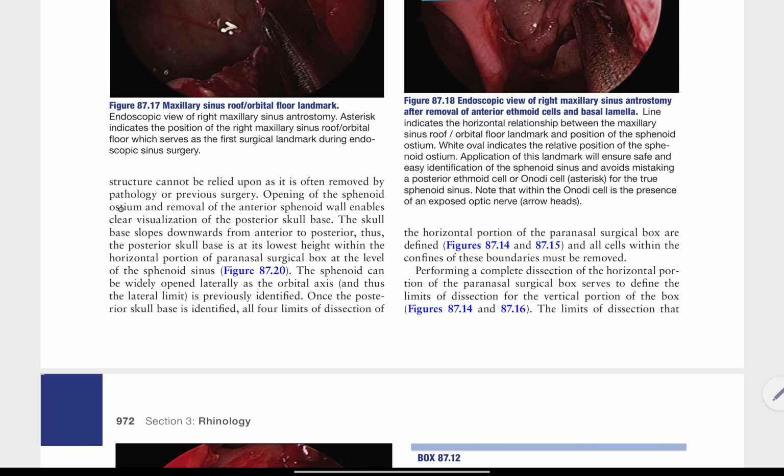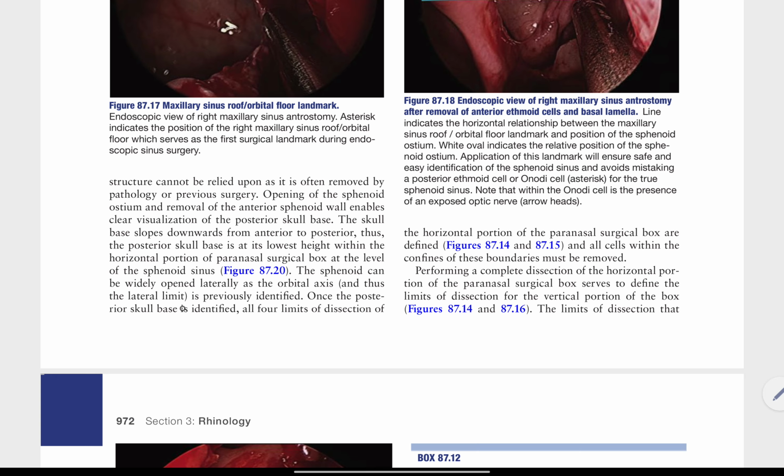Opening of the sphenoid ostium and removal of the anterior sphenoid wall enables clear visualization of the posterior skull base. The skull base slopes downwards from anterior to posterior, thus the posterior skull base is at its lowest height within the horizontal portion of the paranasal surgical box at the level of the sphenoid sinus. The sphenoid can be widely opened laterally, as the orbital axis, and thus the lateral limit, is previously identified.